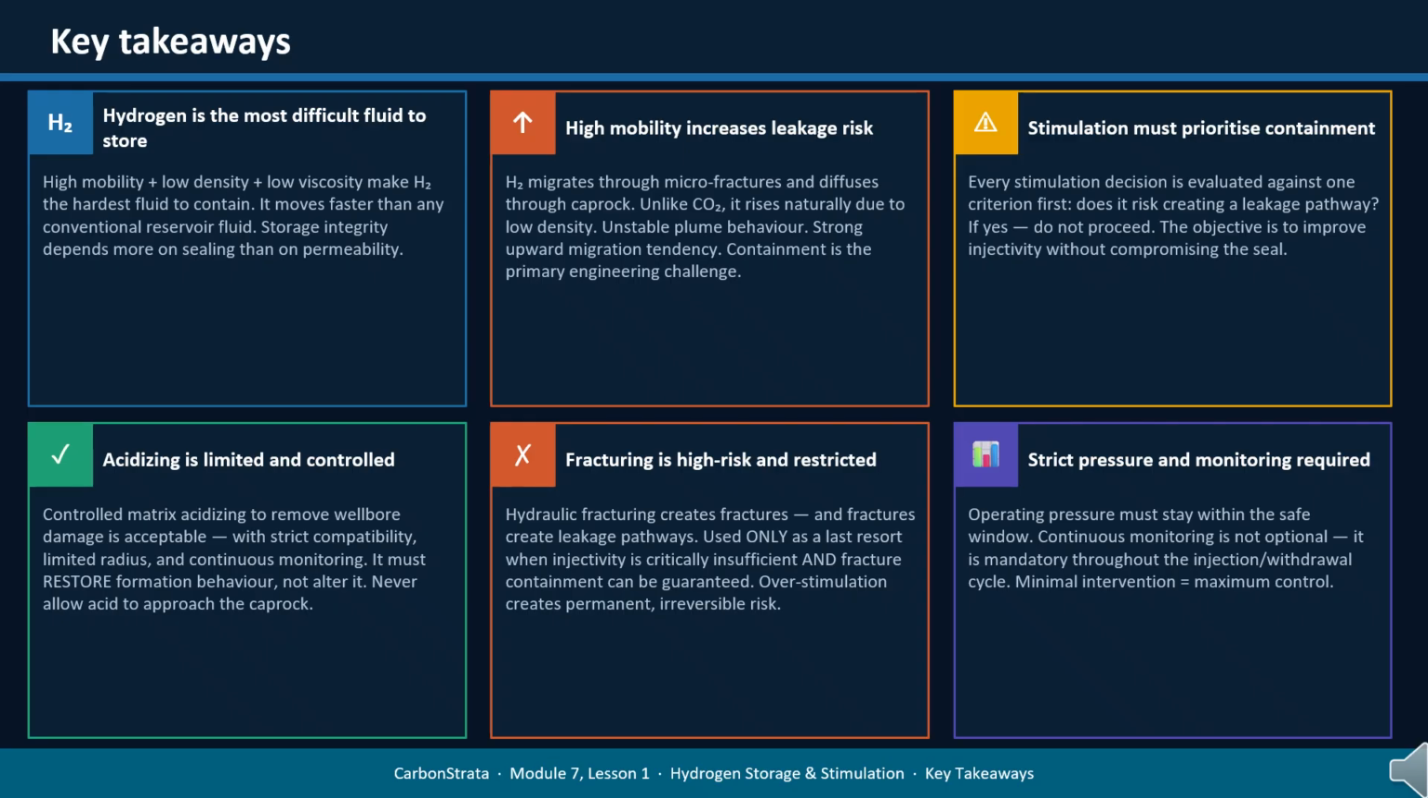Acidizing has a limited role. It is used to restore the system, not to extend it or change it. Once the treatment extends beyond the damage zone, control is lost. Hydraulic fracturing carries much higher risk. Fractures create new pathways. If those pathways connect to the seal, containment can be lost. And that loss is permanent. Control depends on operating within limits. Pressure must stay within a safe range. Monitoring must remain continuous. In practice, minimal intervention provides maximum control.